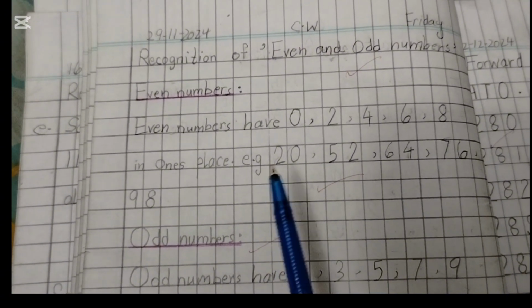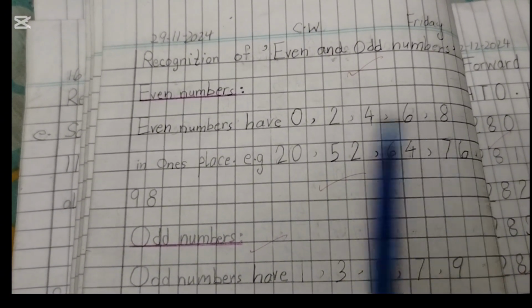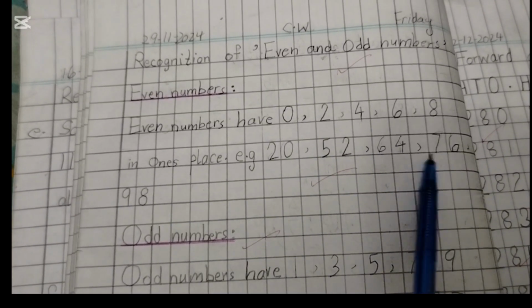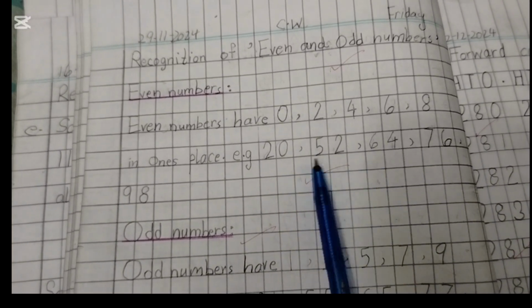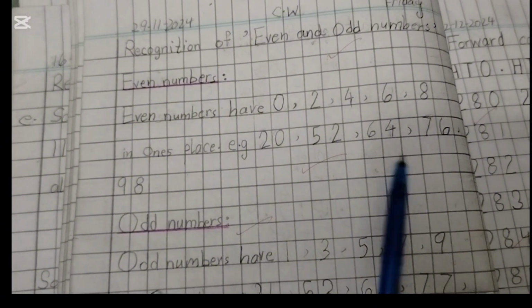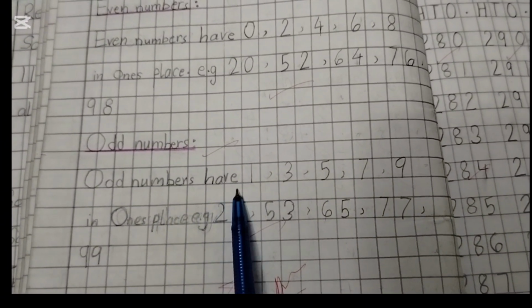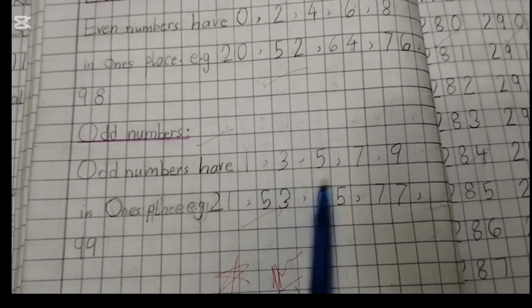On the next page, we see the recognition of even and odd numbers. Even numbers are 0, 2, 4, 6, 8, 10, 20, 52. These are all even numbers. And on the other hand, the odd numbers are 1, 3, 5, 7, 9, and so on.